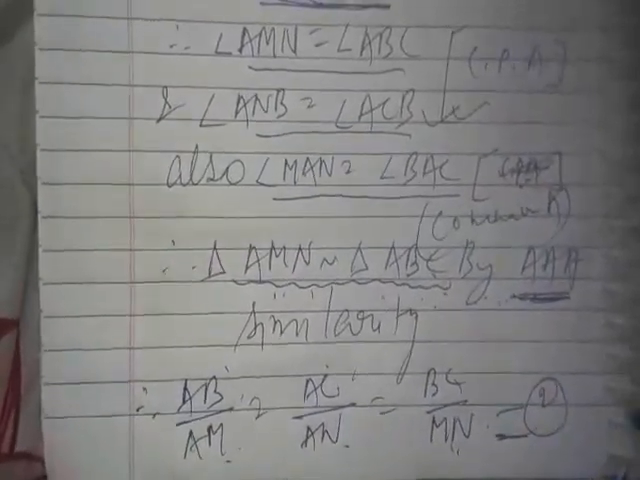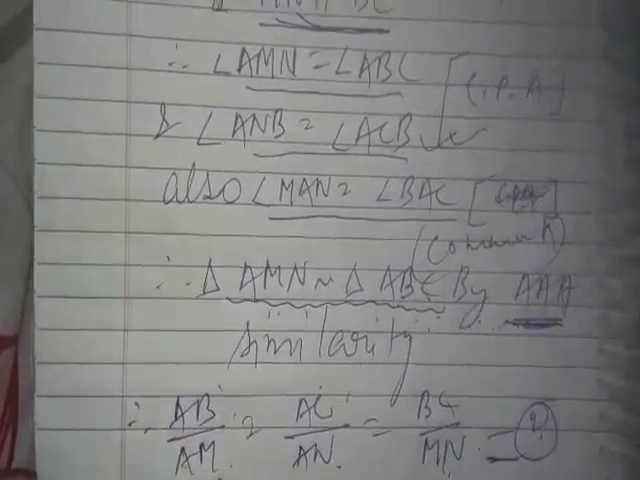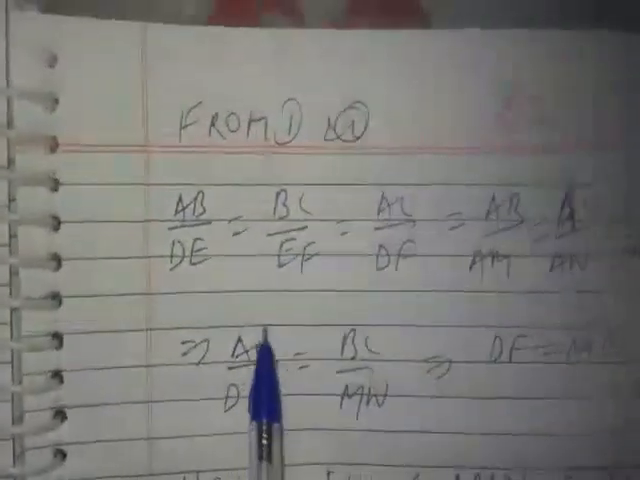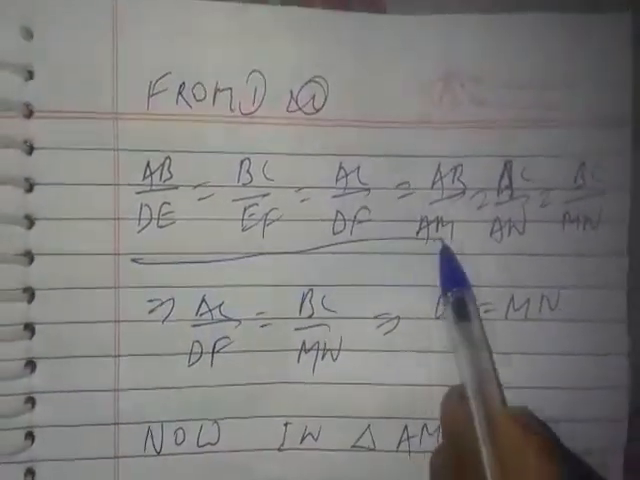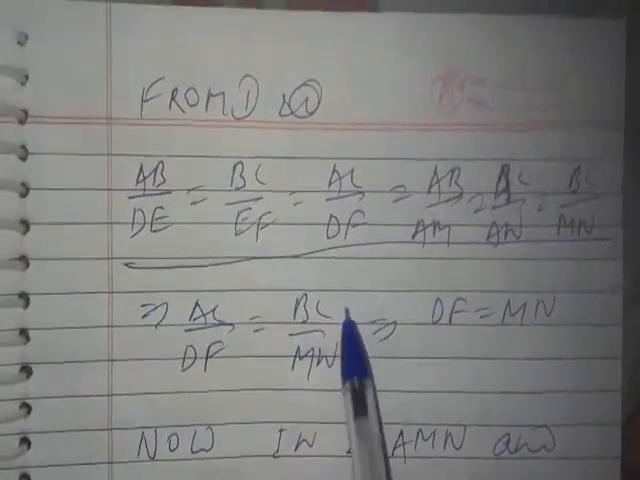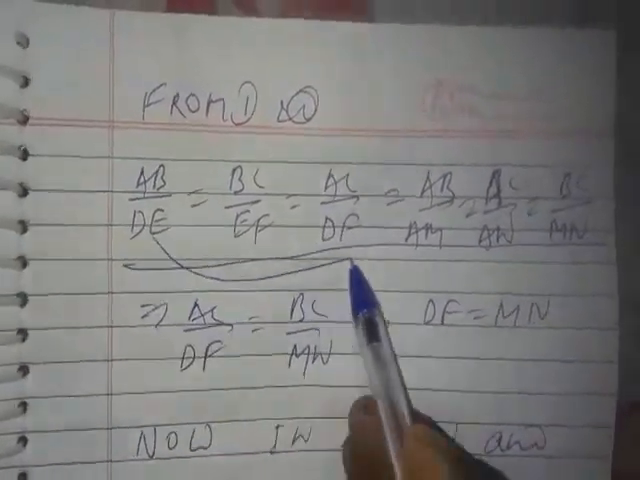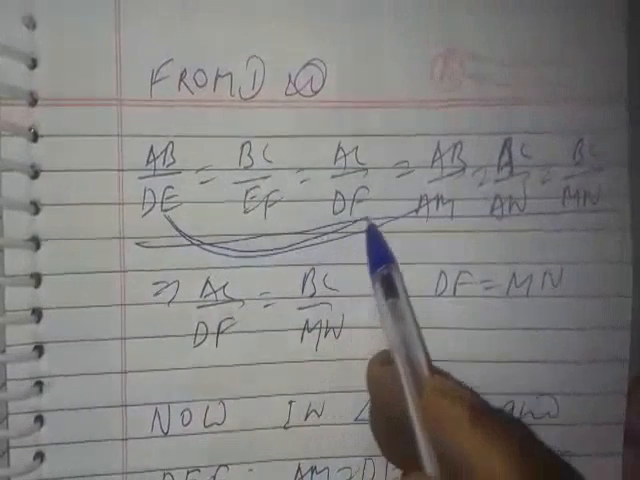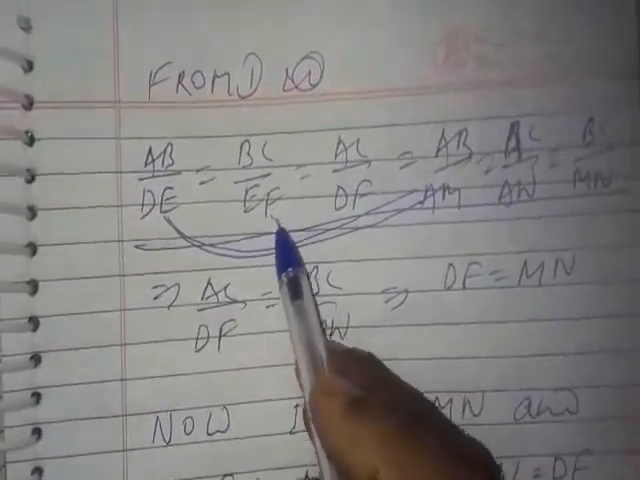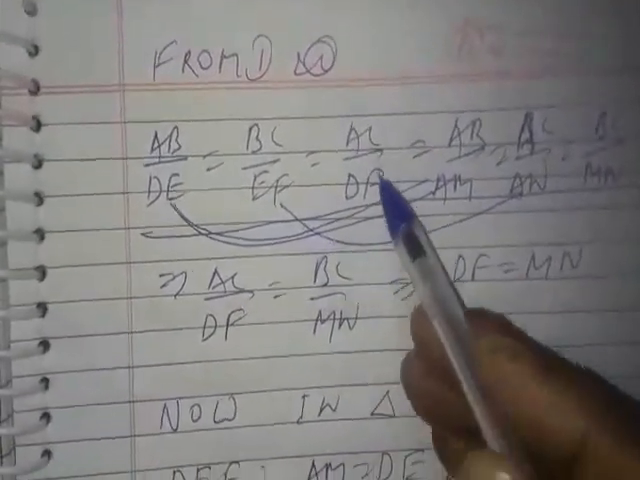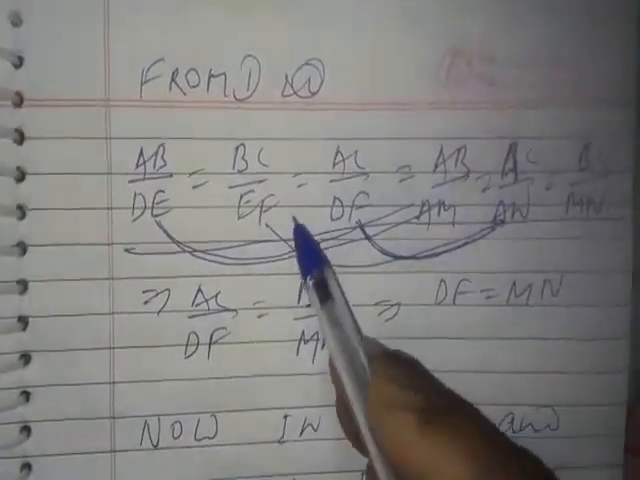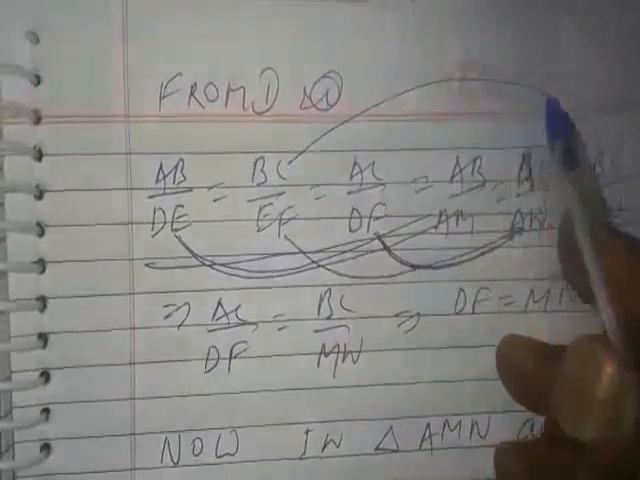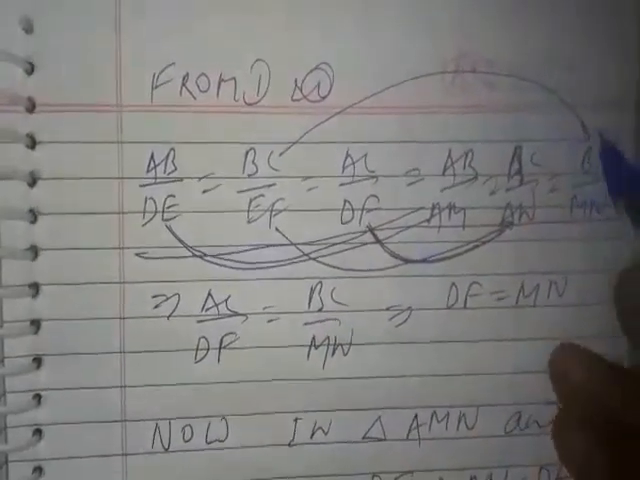Now we will compare equation 1 and equation 2. We get all the 6 ratios equal to each other, because AB by DE and AB by AM are the same, AC by DF and AC by AN are equal, and BC by EF is equal to BC by MN.